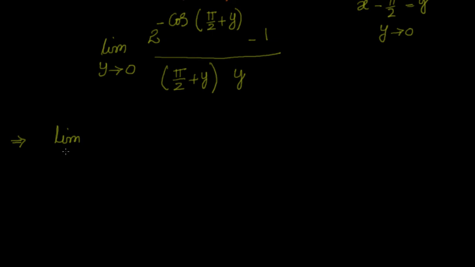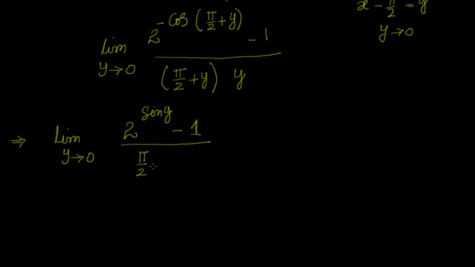equal to limit of y tends to 0. You know that cos of pi by 2 plus y is minus sin y. So it becomes 2 power sin y. How? Because cos of 90 plus theta is minus sin theta. Cos is negative in second quadrant, but since it is 90 degrees, it will become sin. So it becomes 2 power sin y minus 1 divided by y, pi by 2 plus y, into y.